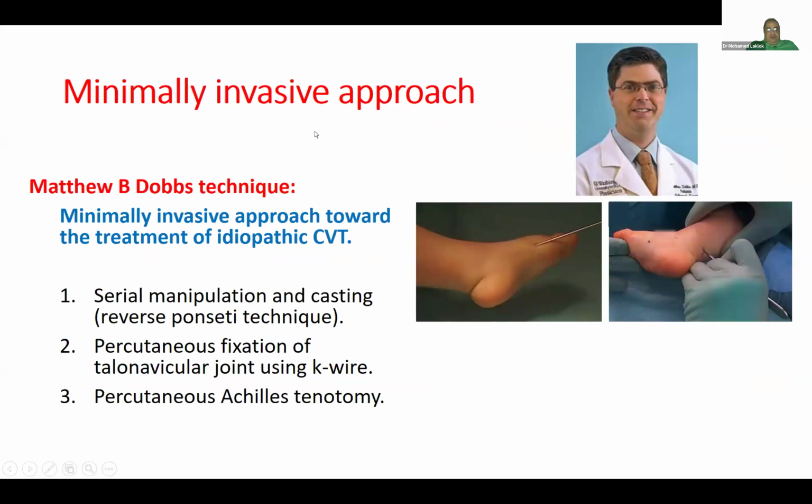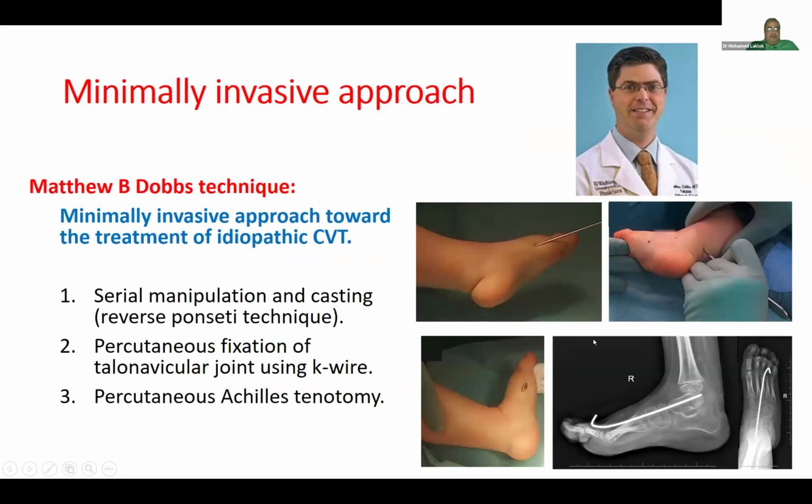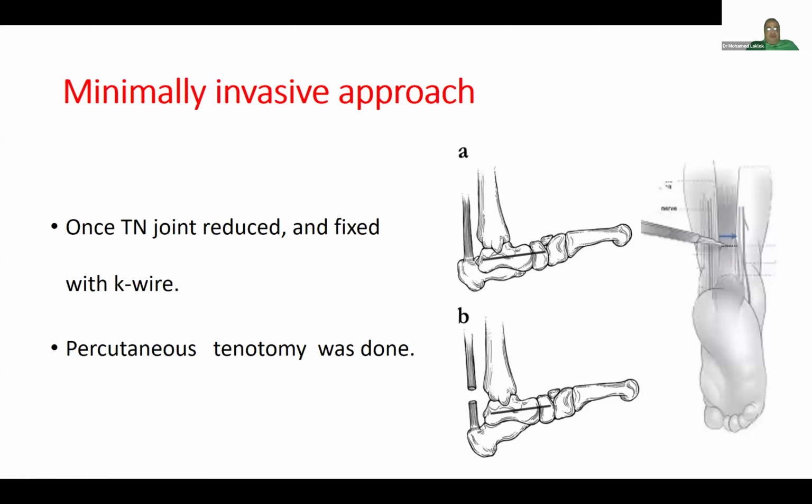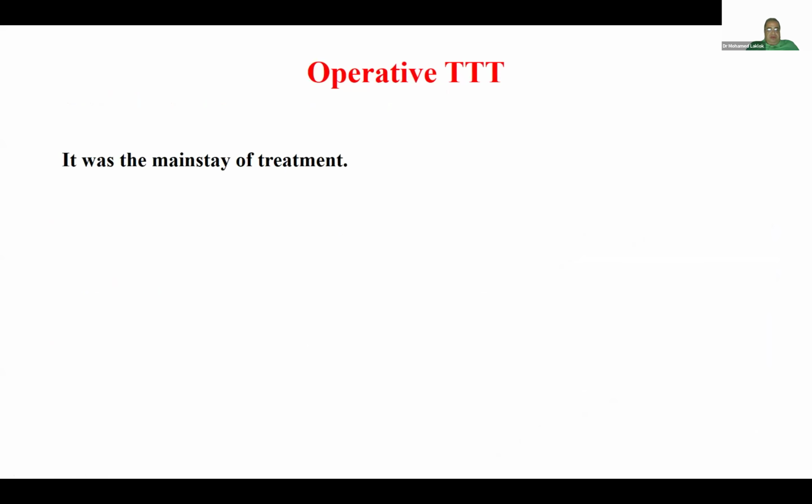So we shall not talk about the reversed Ponseti technique. After serial manipulation, we can do a minimally invasive approach according to the Dobbs technique, by doing percutaneous fixation of the talonavicular joint using K-wire and percutaneous tendo-Achilles lengthening. If the talonavicular joint is not reduced, we can do a small incision medially. We do dorsal capsulotomy of the talonavicular joint, and we can do fractional lengthening of the tibialis anterior or peroneus brevis tendon. Once the talonavicular joint is reduced and fixed by K-wire, we do percutaneous tenotomy of the tendo-Achilles.